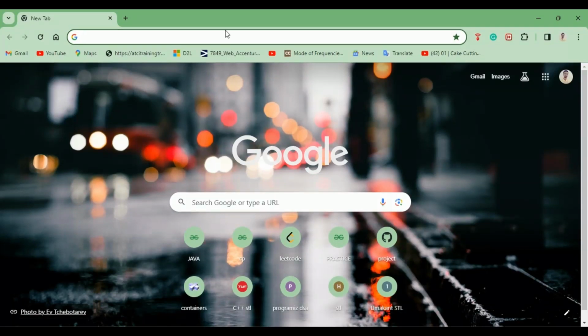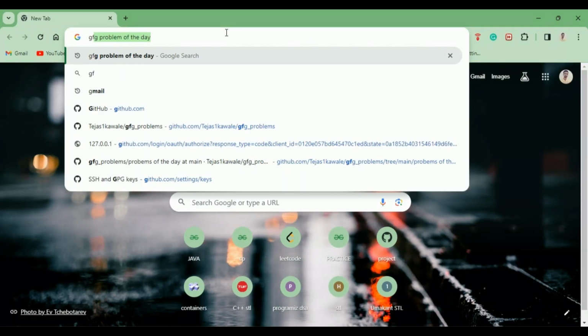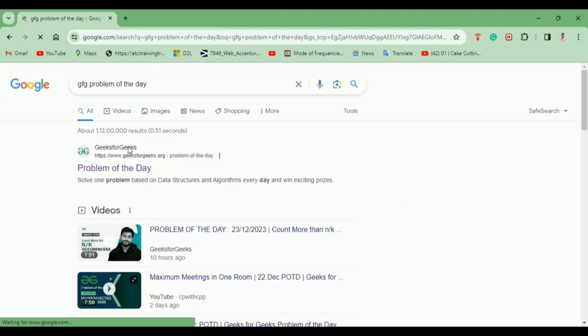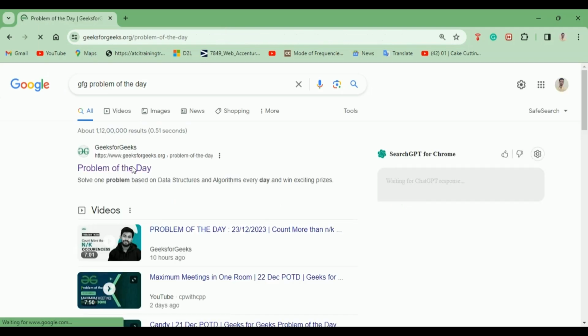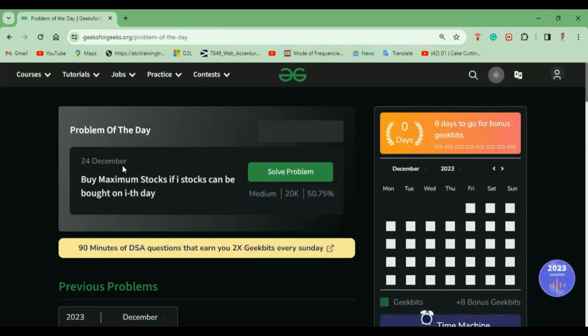Hello everyone. Today we are going to solve the GFG problem of the day. So let's quickly go and check what today's problem is.